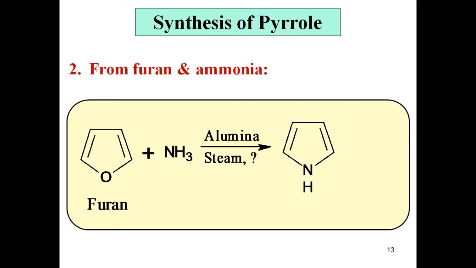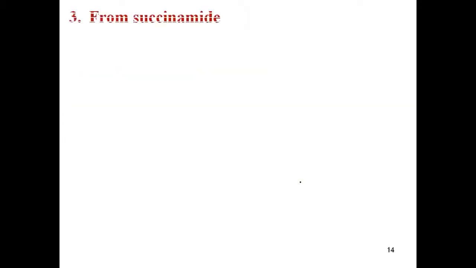Now that oxygen atom and the remaining two hydrogen atoms, we can say simply form a water molecule, and thus replacement of the oxygen atom takes place by the NH group, and we get the corresponding pyrrole. This is the second method, and in this method we can prepare pyrrole on a large scale. This is the manufacturing process for the preparation of pyrrole by using furan. Okay, now let us see the third one. In the third method, pyrrole is prepared by using succinamide.